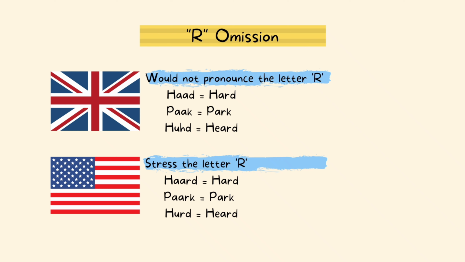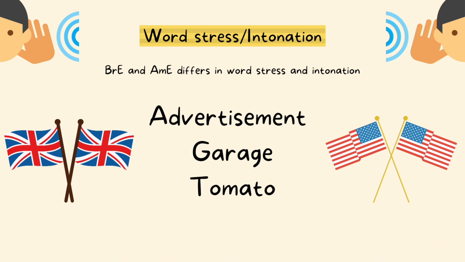Heard and heard. Next is the word stress or intonation. In terms of pronunciation, British English and American English differs in word stress and intonation. I'll list a few of words and show you guys the difference. I'll start with British English and then American English. The words are, first, advertisement, advertisement, garage, garage, tomato, tomato.